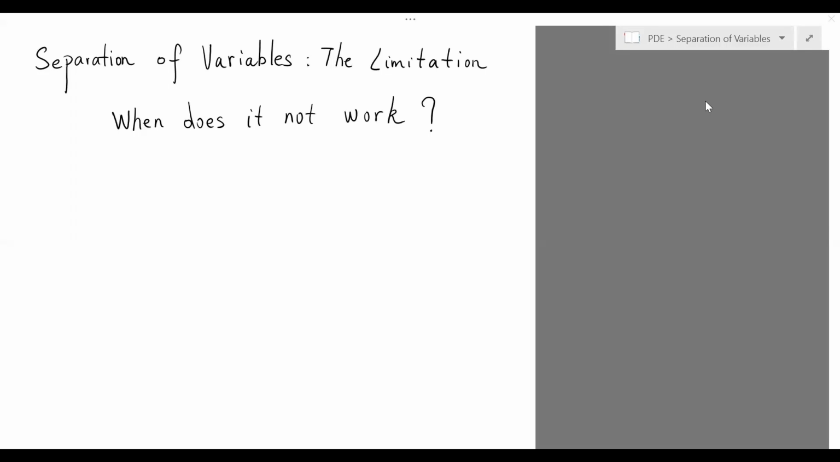In this video, we will talk about another aspect of the method of separation of variables, the limitation. In other words, we will try to address the following question. When does it not work?